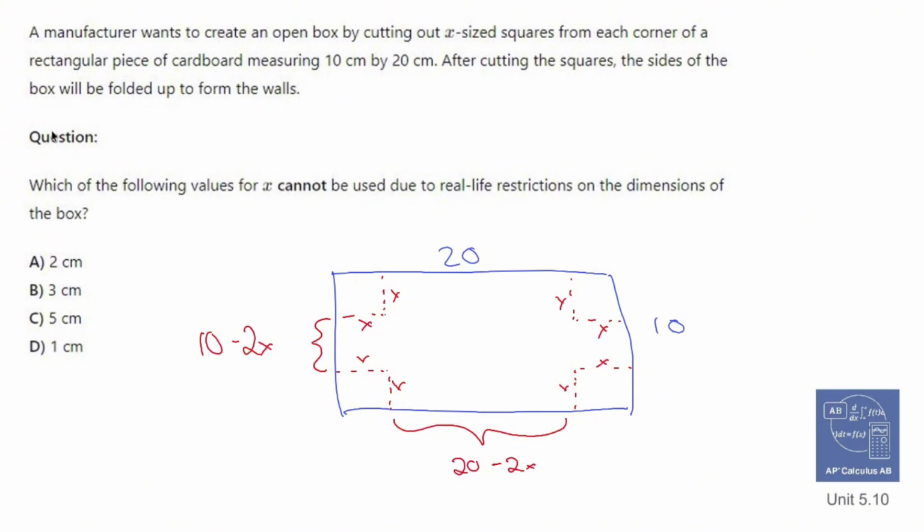After cutting these squares, the sides of them are folded up to form the walls. Great. Which of the following values cannot be used due to real-life restrictions of the dimensions of the box?